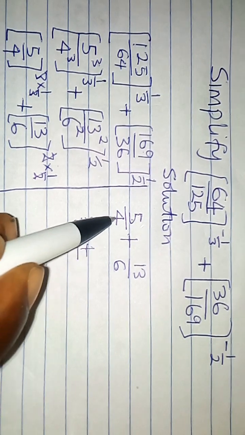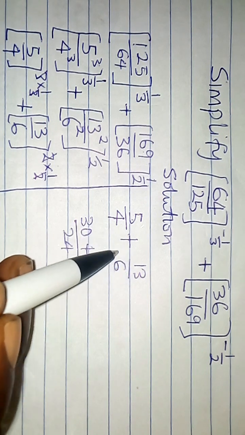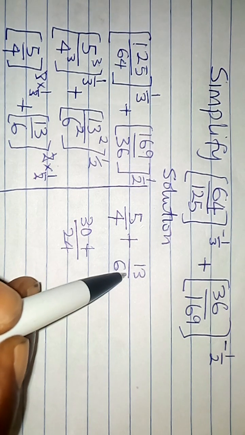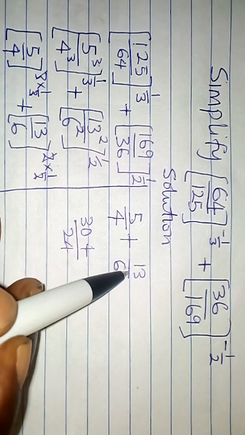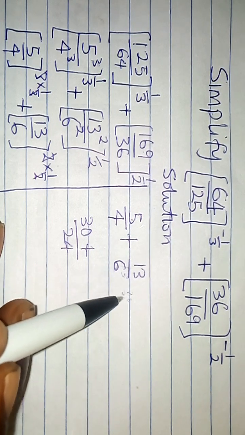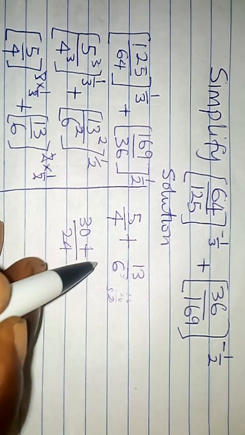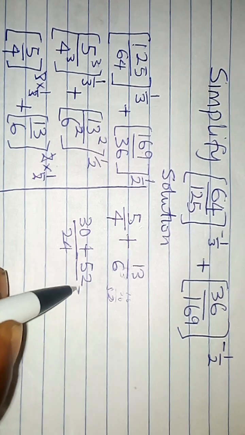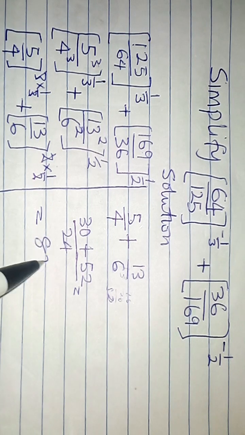Plus, we know that 4 times 13 is 52. So we have it as 52. So now our final answer will be 30 plus 52, which will give us 82 all over 24.